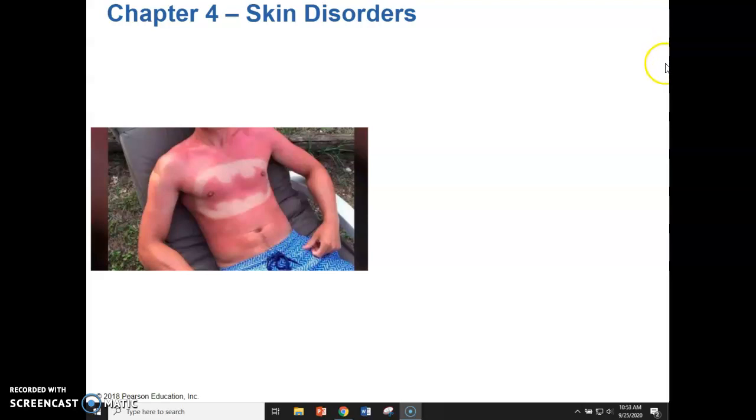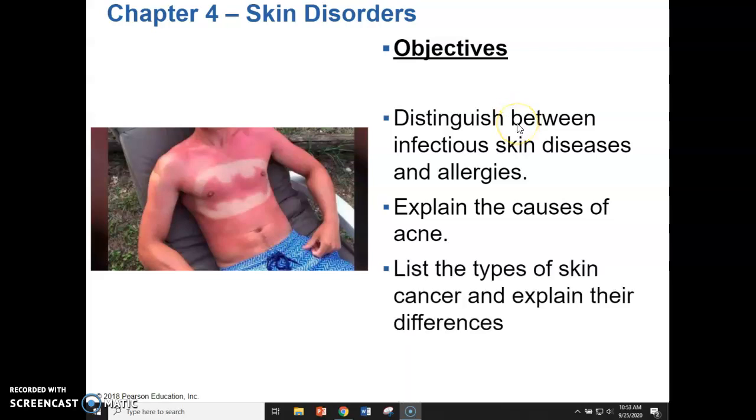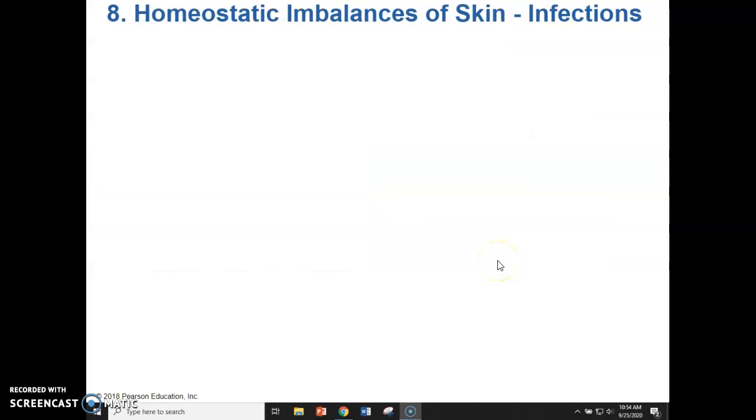We are going to continue our discussion of the integumentary system. Specifically, we are going to concentrate on the skin, and we're going to finish this unit. There's two more ed puzzles, this one and the next one, talking about disorders of the skin. And so our objectives: distinguish between infectious skin diseases and allergies, and also explain the causes of acne. Now, Mr. Short will finish up and talk about cancers, but that's going to be another ed puzzle.